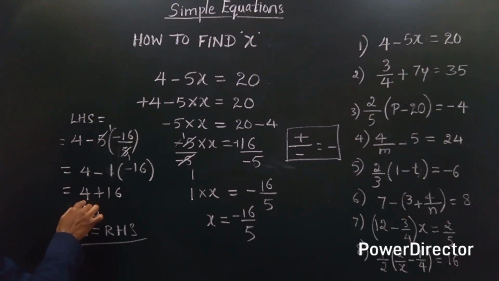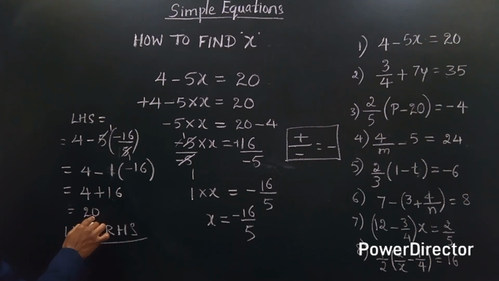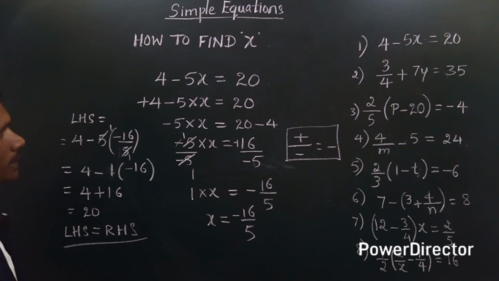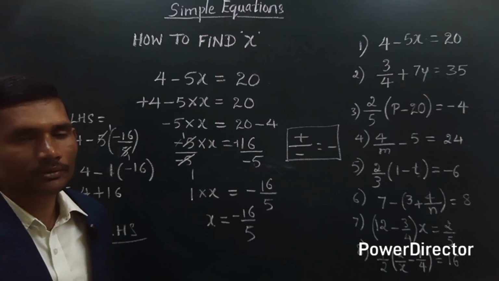4 I have written as it is. 16 plus 4 or 4 plus 16, it is 20 or not. So what we are getting, LHS is also 20, RHS is also 20. So that is why LHS is equal to RHS. So this is how we can solve. This is 1. Now let us go ahead with the next equation.